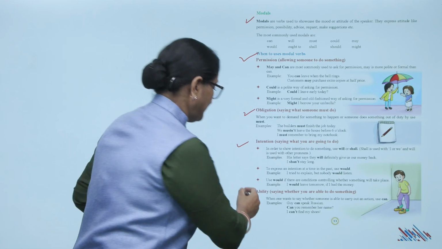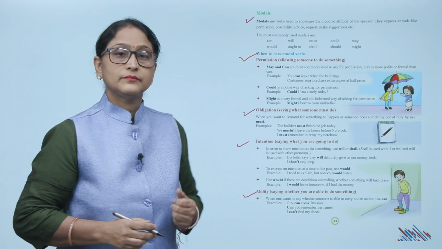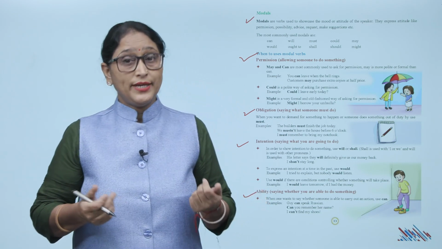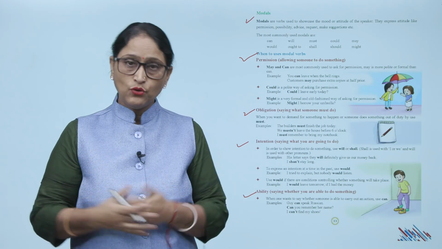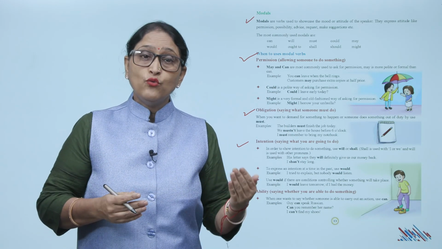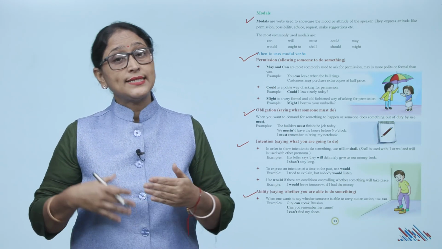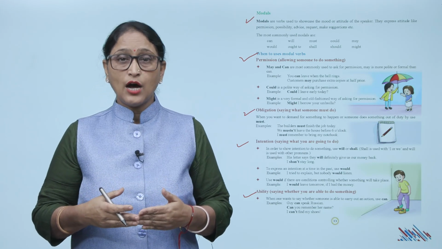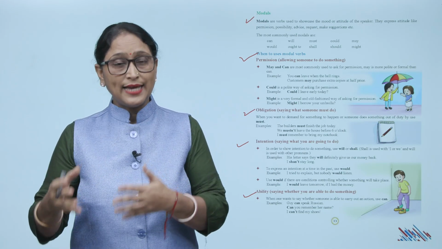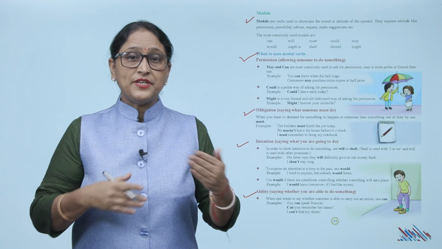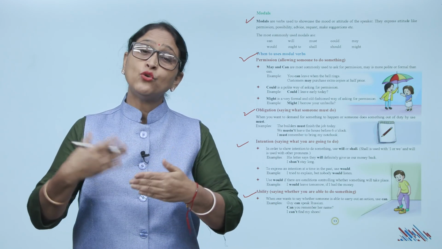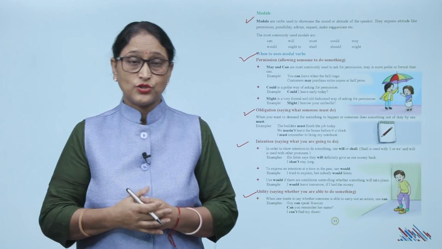Ability. Saying whether you are able to do something, आपकी ability को express करेगा. When you want to say whether someone is able to carry out an action, use can. आपकी ability को show करेगा कि आप उस चीज़ को कर सकते हैं, तो can का use करेंगे.